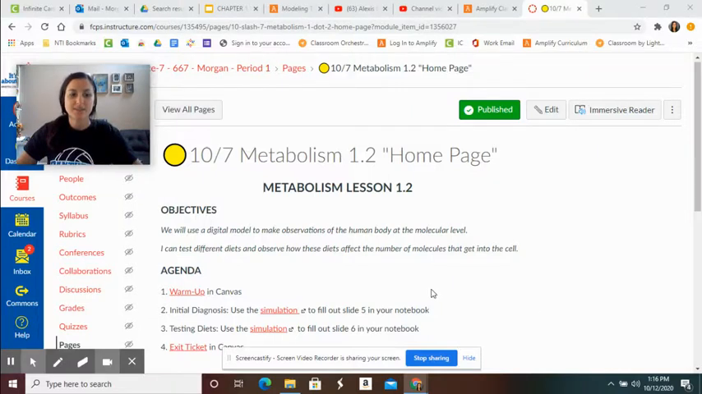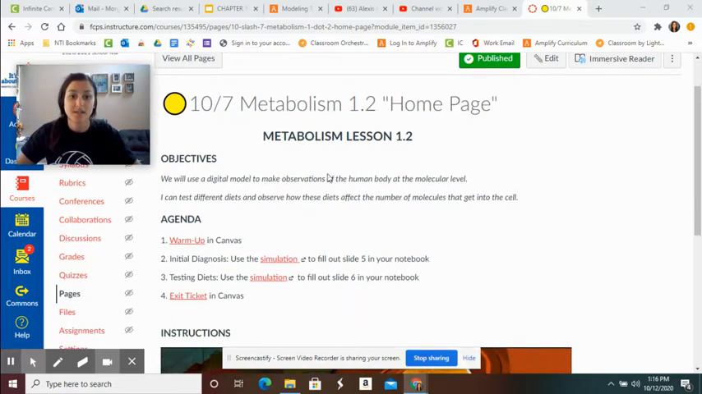All right, so this is the recording for Metabolism 1.2. This was covered on Wednesday or Thursday. We're diving into metabolism, and we took the pretest last class. So now we're diving into the content. We're going to use a digital model today to make some observations of the human body, test some different diets, and observe some different things using the simulation.